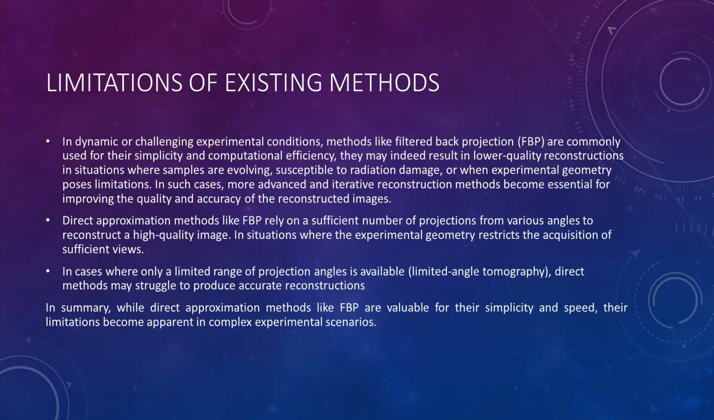However, in many cases, the number of images that can be collected is very limited. For example, collecting sufficient images from a rapidly evolving sample can be very challenging before it changes shape. In cases where only a limited range of projection angles is available, direct methods may struggle to produce accurate reconstructions. In summary, while direct approximation methods like FBP are valuable for their simplicity and speed, their limitations become apparent in complex experimental scenarios. And one solution to this is model-based iterative reconstruction, MBIR.